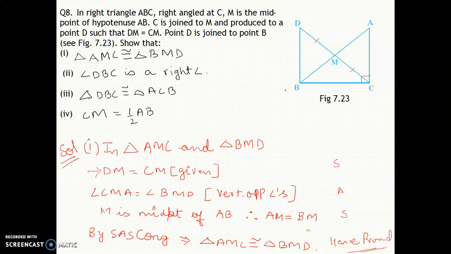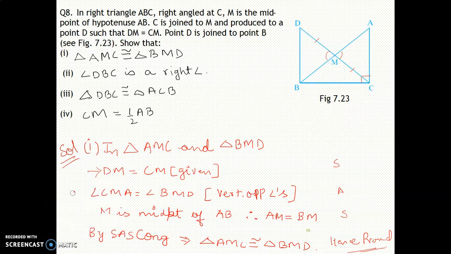Then angle CMA is equal to angle BMD. Why? Because they are vertically opposite. See here, if I take these two, this angle and this angle are vertically opposite. If I take here, this angle and this angle will be vertically opposite. So these are vertically opposite angles. We studied all the different types of lines and angles. So nothing difficult here, very easy, students.